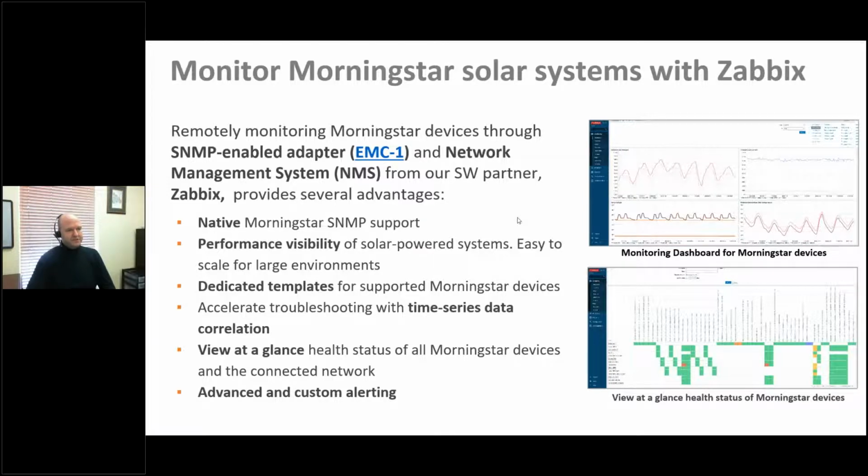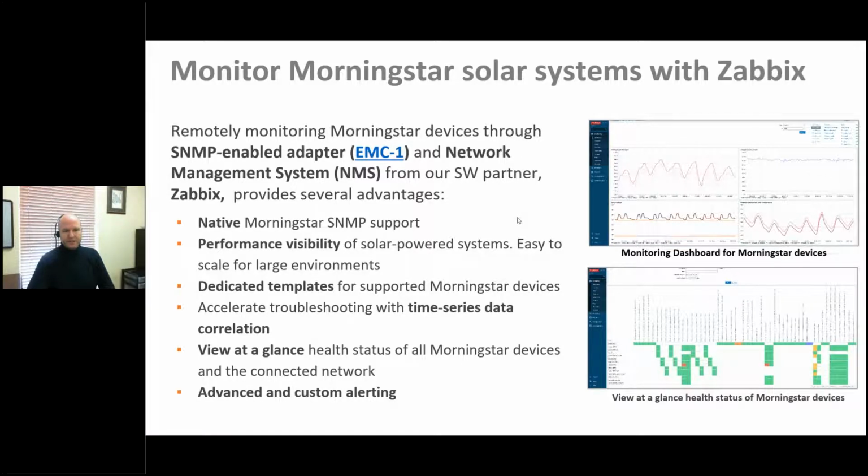Okay, so when the EMC is paired with a Morningstar product, you get native support for SNMP. Okay, so we're using the standard protocol. You get visibility of the powered system, so you can look at a very large environment and look at a single view of one product, or you can look across hundreds of sites, even having them proactively notify you if there's any that are in need of support or any kind of remedy that has to be taken place to bring them back to operational status.